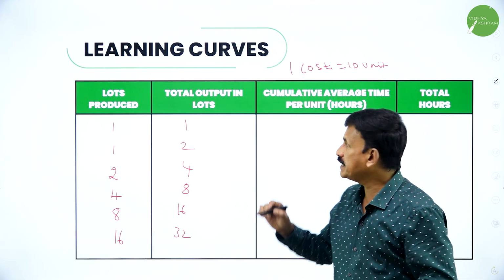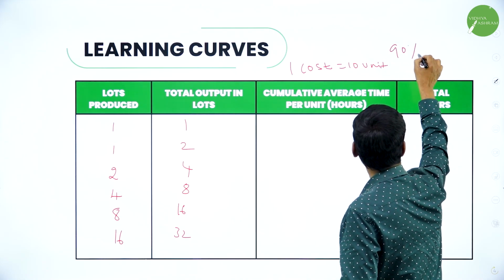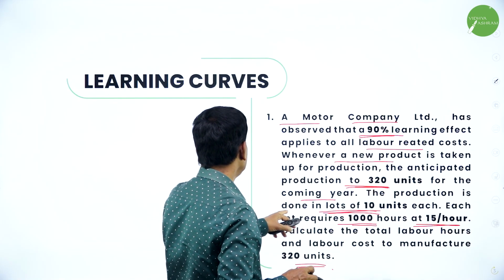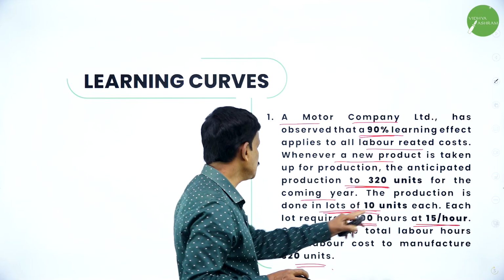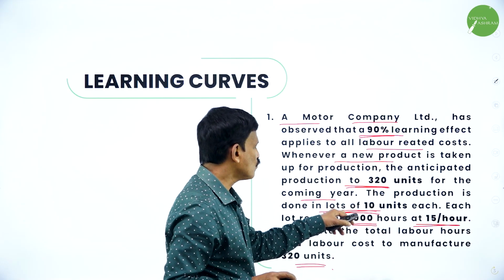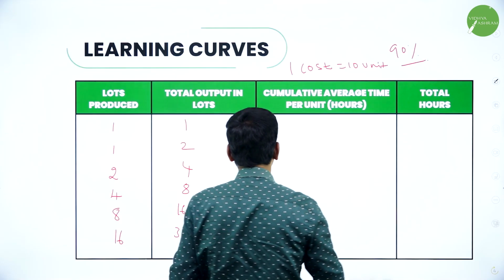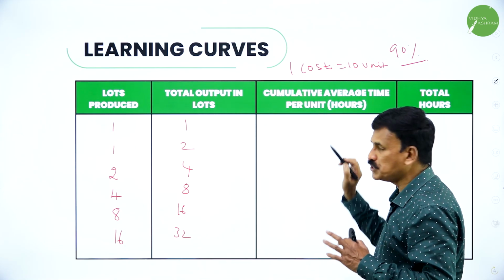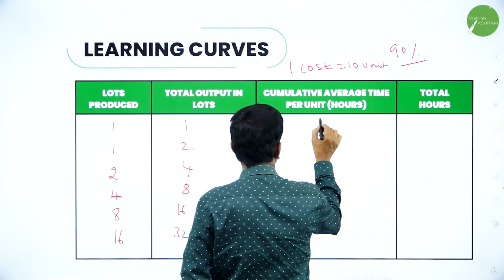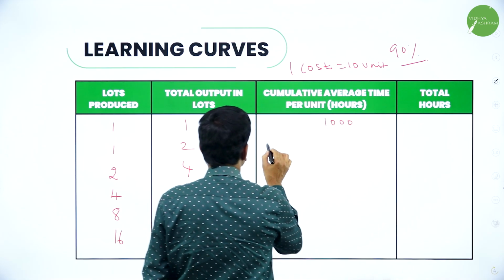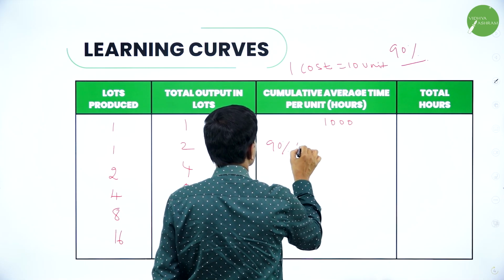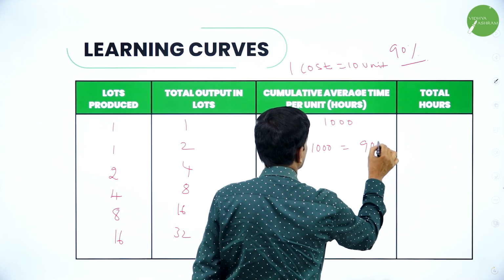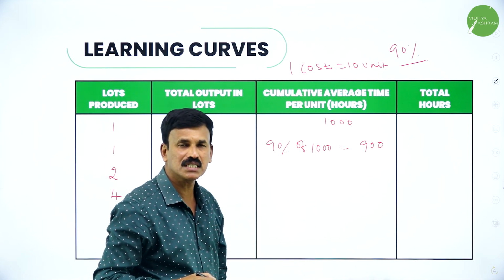Now what is given? 90%. For 90%, the production is done in lots of 10 units. Each lot requires 1000 hours. So here just find out the cumulative average time per unit. So first one it is 1000. Okay, next 90% of 1000, that's equal to 900. 90% of 1000 is 900.